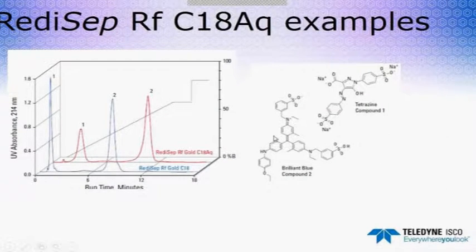In this case, we have a couple of dyes, and using the RediSep RF gold C18, the first peak elutes at the void volume, and the second peak elutes at about 8 minutes. Using the C18AQ, the first peak now is retained somewhat and elutes somewhere after the void, and the second peak now elutes at about 10 minutes, so there's improved retention. And in fact, the first compound, the tetrazine, it allows some purification to be made on that molecule.